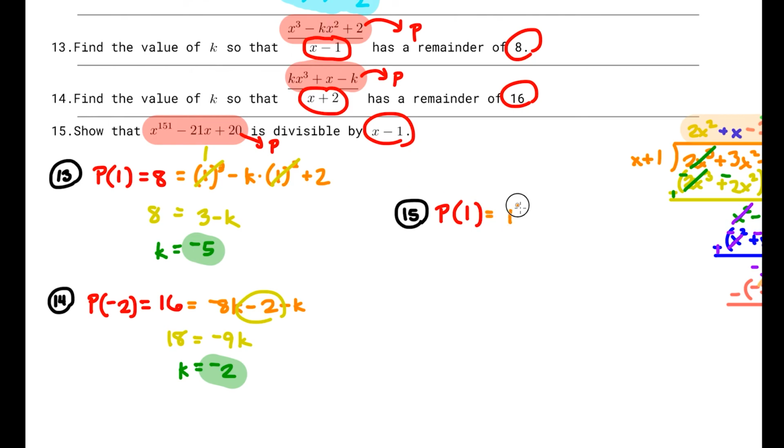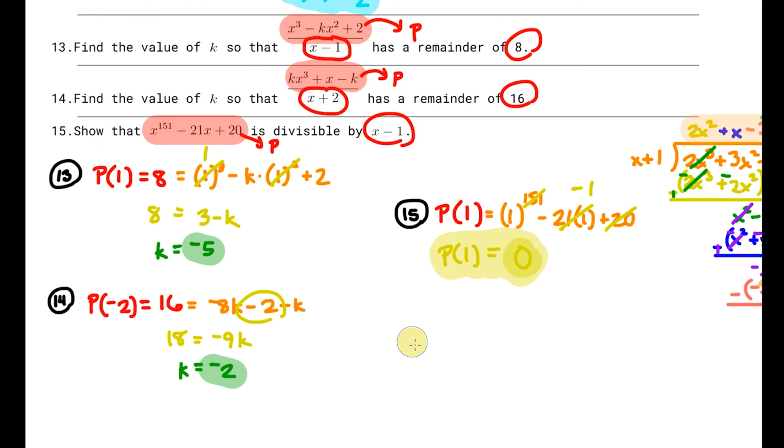So you would be left with 1 to the 151st power, which is just 1, minus 21 times 1, plus 20. Okay, well, -21 and 20 are going to be -1. This is really just 1 minus 1, which is 0, and that basically shows right there the fact that p of 1 is equal to 0. This basically shows that x minus 1 is divisible, that x minus 1 is a factor of that x to the 151st power minus 21x plus 20.